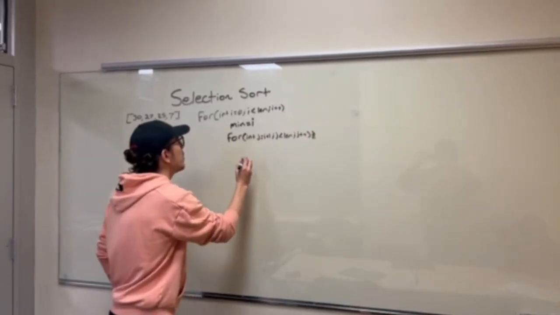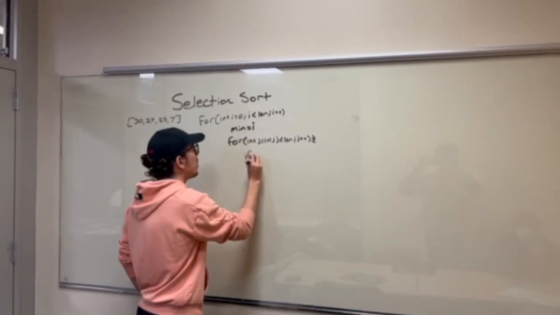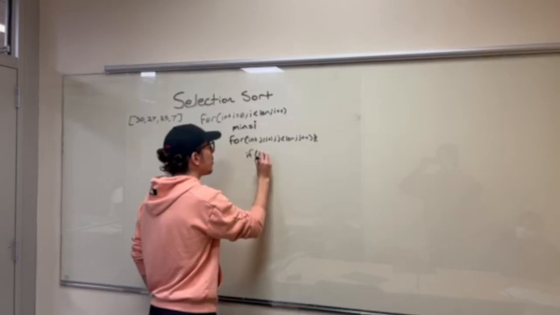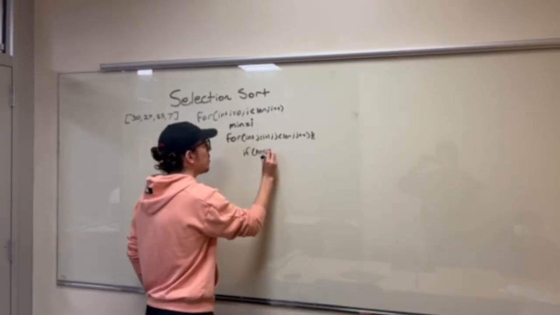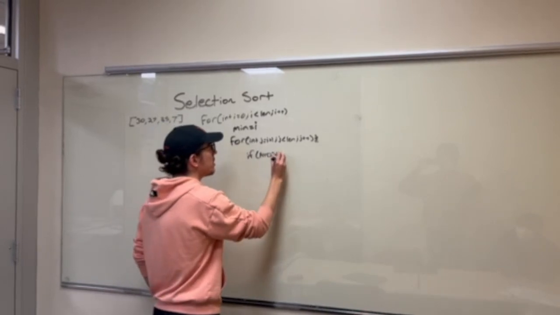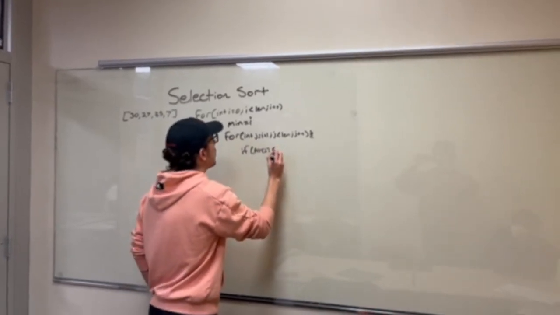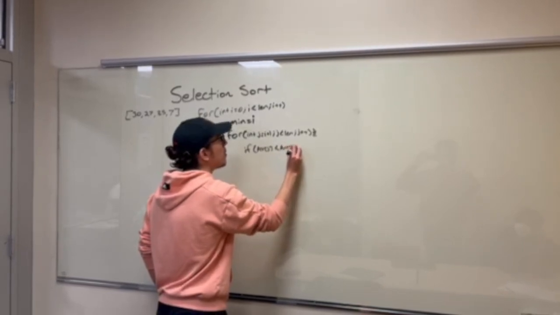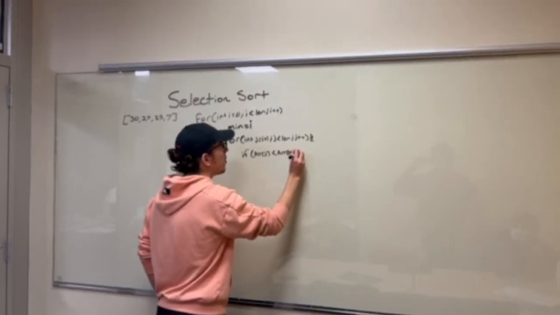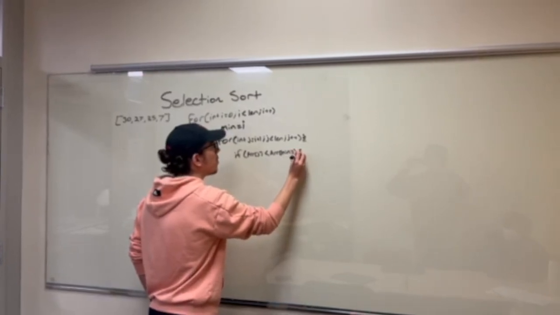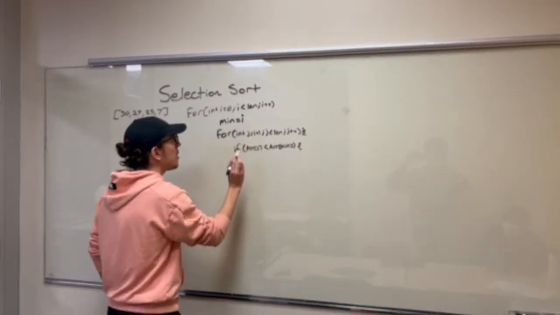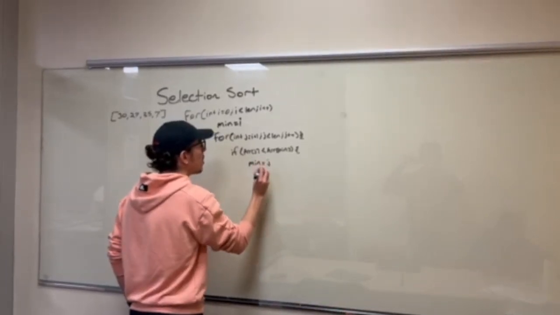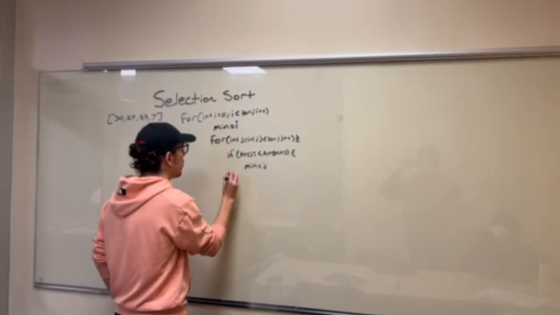So what this is going to do is we're going to have an if statement, and if the value at the array at the index of j is less than the value of the array at the index of the minimum, then what we're going to do there is take the minimum and make that be equal to whatever value j is at this point in the for loop.